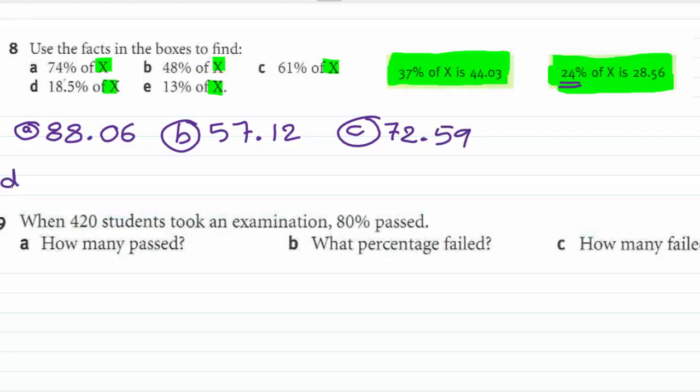Part D, 18.5. How can we get 18.5 using 37 or 24? So 37 divided by 2 is equal to 18.5. So the result of 37, which is 44.03 divided by 2, is equal to 22.015.